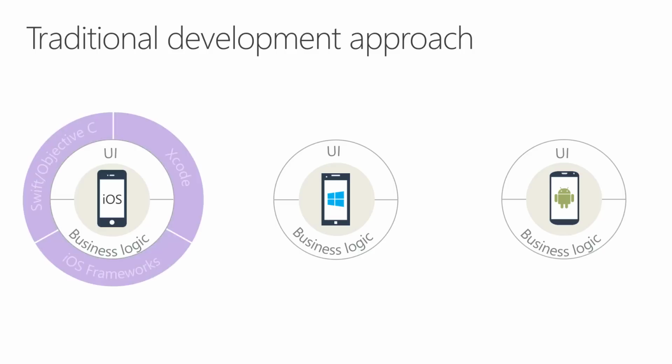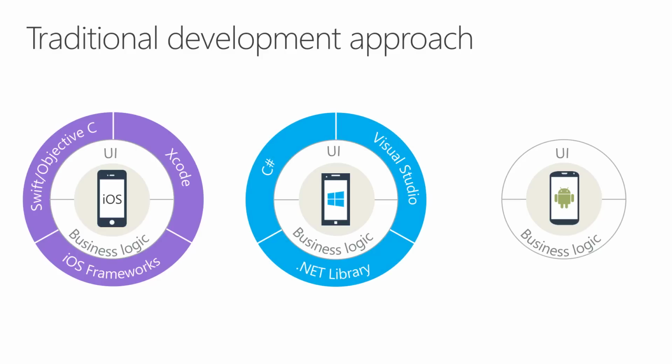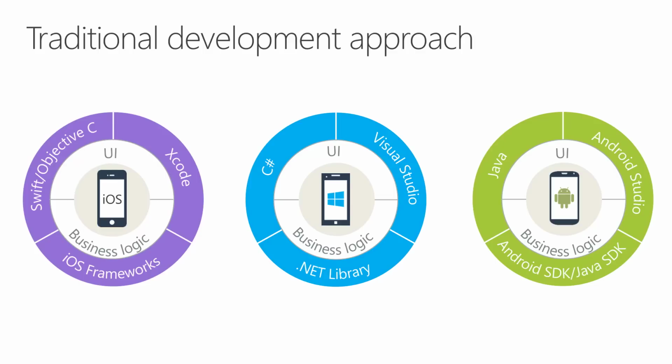And for iOS, in the traditional approach, we would build our iOS app using Objective-C or Swift, and we'd use Xcode. We build our Windows app using C# and Visual Studio using the .NET library. And we build our Android app using Java in Android Studio, using the Android SDK and the Java SDK.